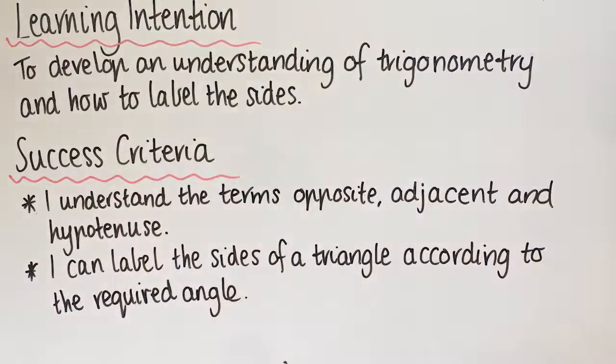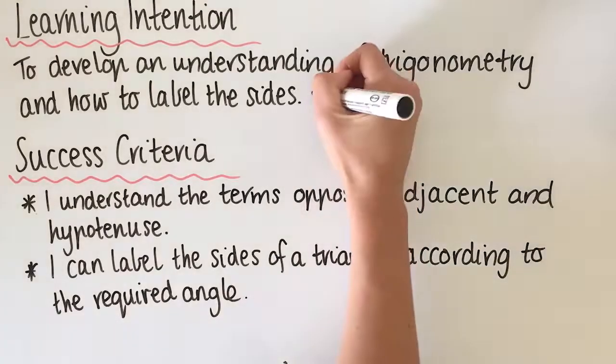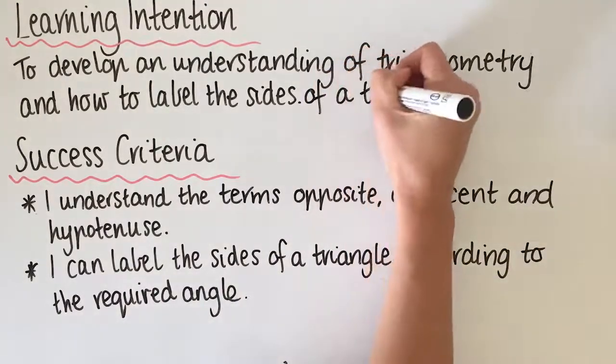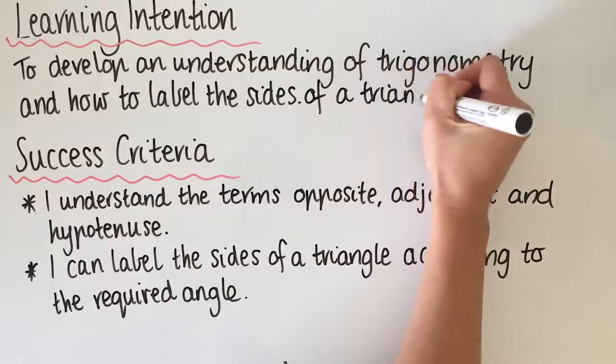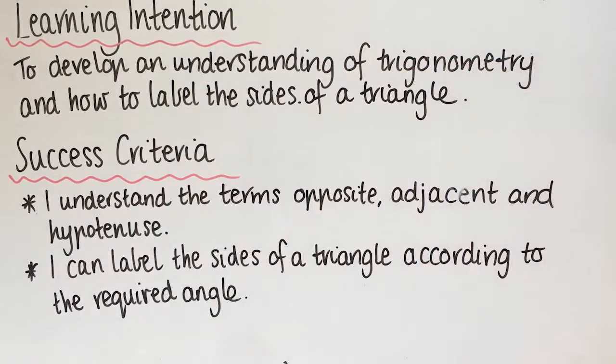So the learning intention for today's lesson is to develop an understanding of trigonometry and what that's all about. And then we also want to be able to label the sides of a triangle. And then the success criteria is I understand the terms opposite, adjacent, and hypotenuse, specifically in maths, because I'm sure you've heard these words before, but what do they mean in this context? And then I can label the sides of a triangle according to the required angle.